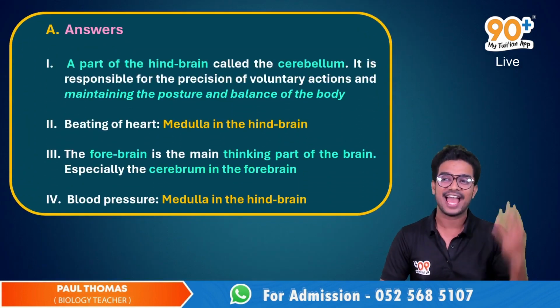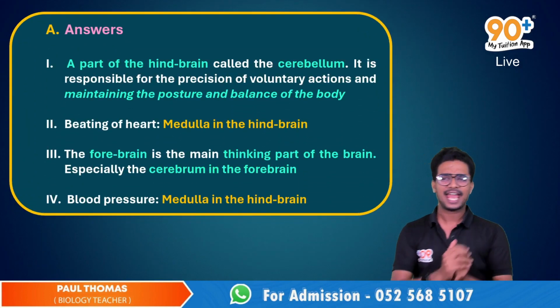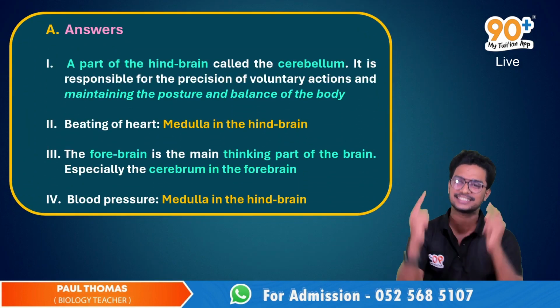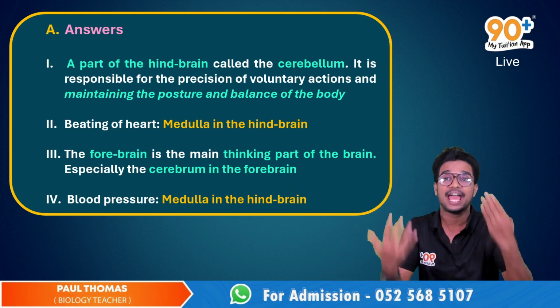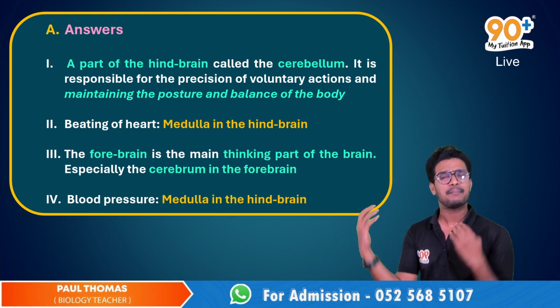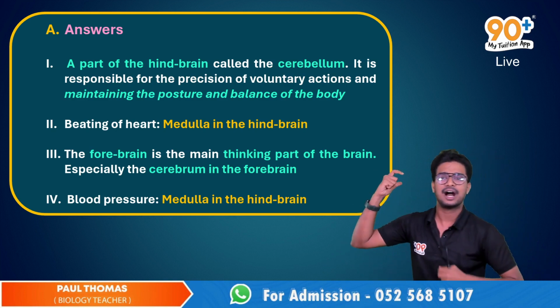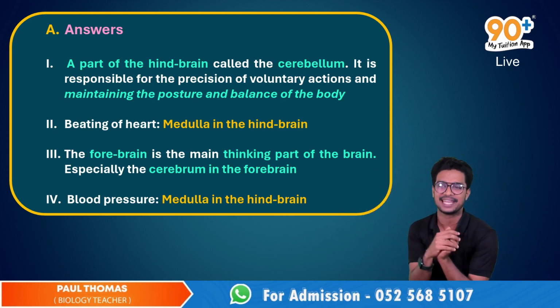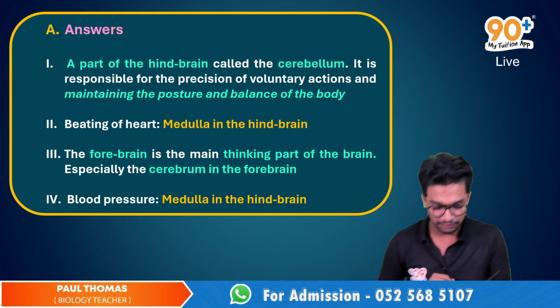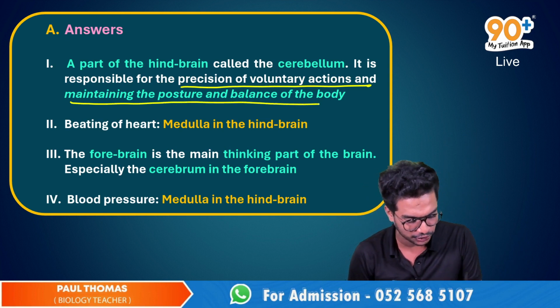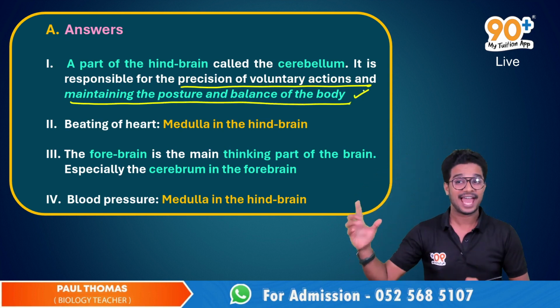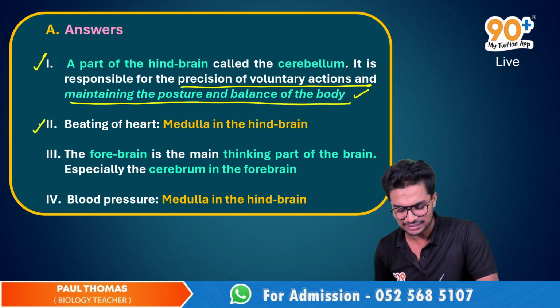Here we are going to answer the question. We know that a part of the hindbrain called the cerebellum is responsible for maintaining the posture and balance of the body. The major peculiarity of this part of the hindbrain, the cerebellum, is that it is responsible for the precision of voluntary actions and maintaining the posture and balance of the body. So we answered the first, and we are moving on to the second.